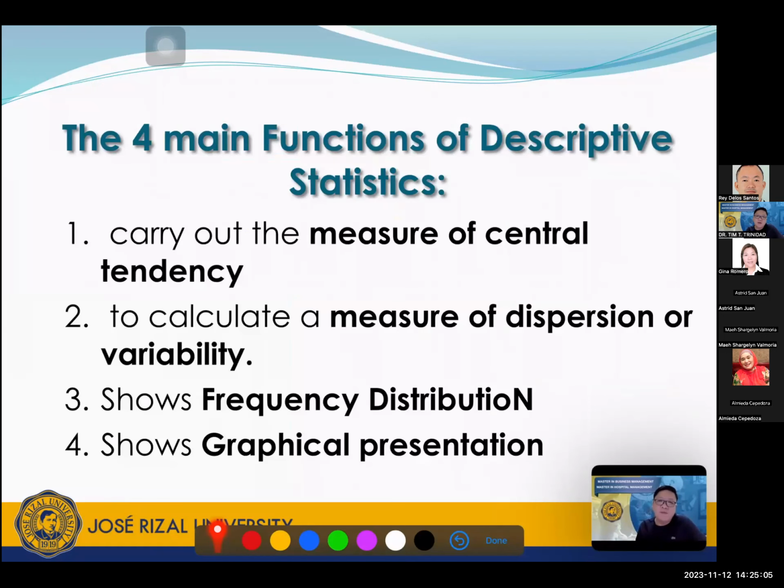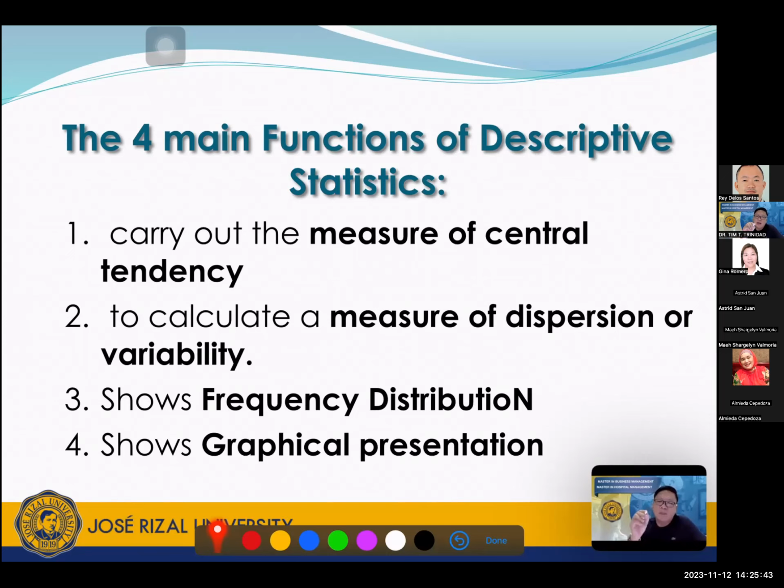So there are four main functions of descriptive statistics: to carry out the measures of central tendency, to calculate the measures of dispersion or variability, to show the frequency distribution, and to show a graphical presentation. Okay, paulit-ulit ito. So in order that your description will be complete, all the information about measures of central tendency, dispersion, distribution, and graphical presentation should be present in that summary. Okay? Nandoon yan sa conclusion mo.